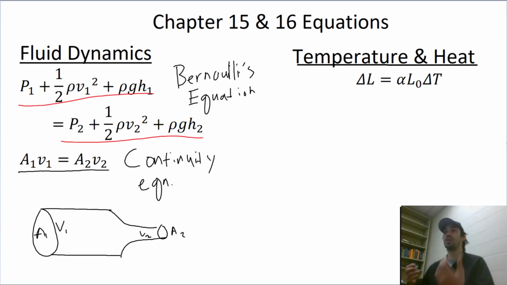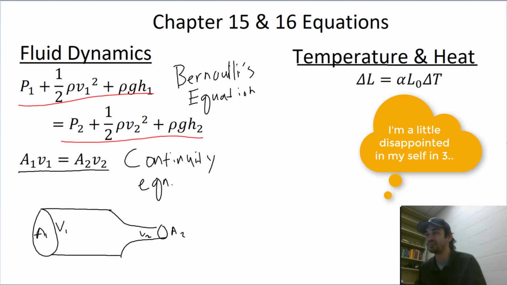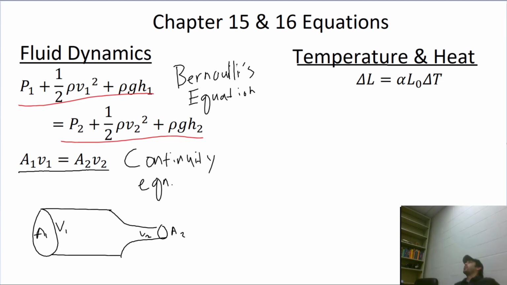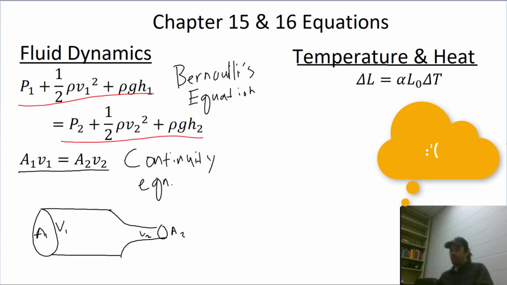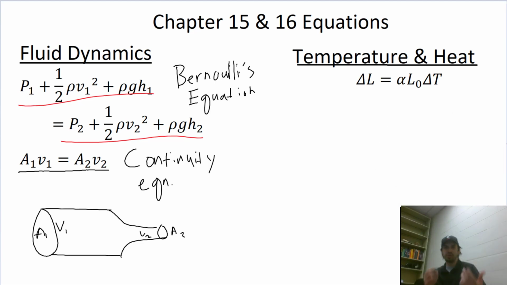So what Bernoulli's equation allows you to do is it allows you to find what the pressure and the velocity and the height are for fluids. That's not a very good explanation of Bernoulli's equation at all. What Bernoulli's equation does is it relates the pressure in a pipe to the speed of the fluid in the pipe and the height that the pipe is at.